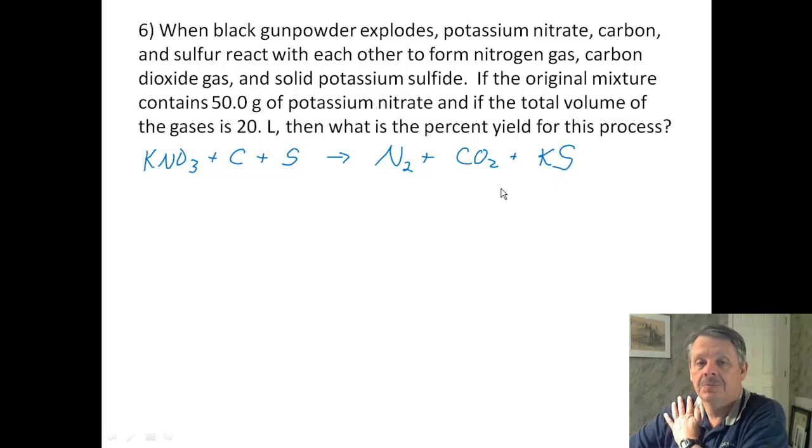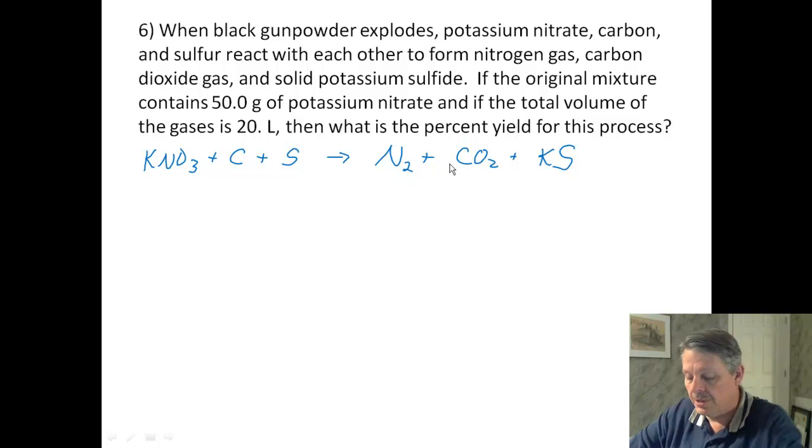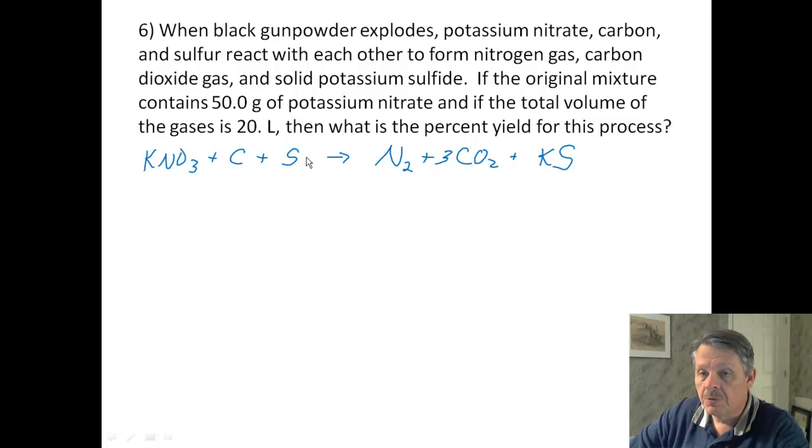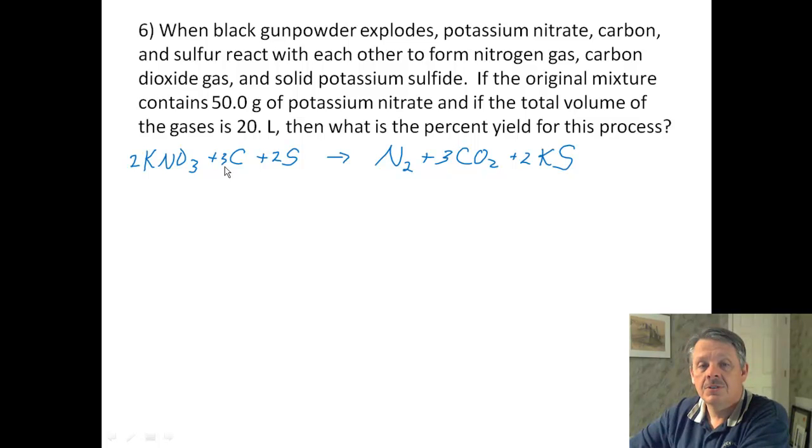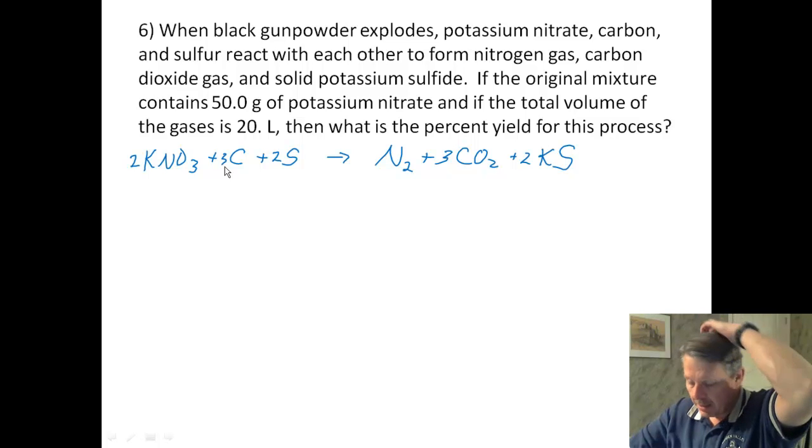All right, so let's see what doesn't balance. Well, our O's don't balance. You'll notice we have a 3 and a 2 over there. So we have to put a 3 in front of here and a 2 in front of here, which means we have 2 potassiums, which puts a 2 there. We have 2 sulfurs, which puts a 2 in front of there. We have 3 carbons, which puts a 3 in front of there. Let's see, the oxygens are 6, the potassiums are 2, the carbons are 3, and the sulfurs are 2. So everything looks like it finally balances.